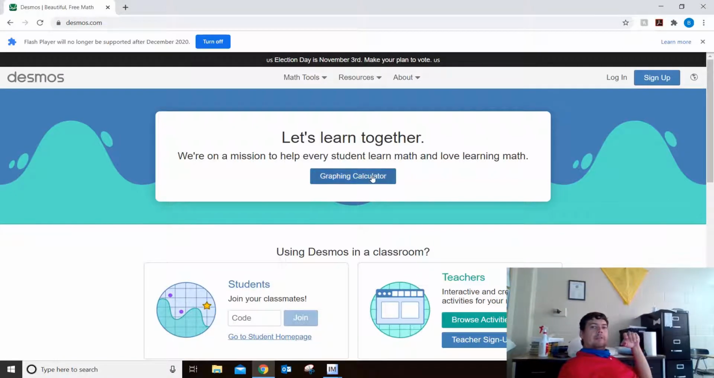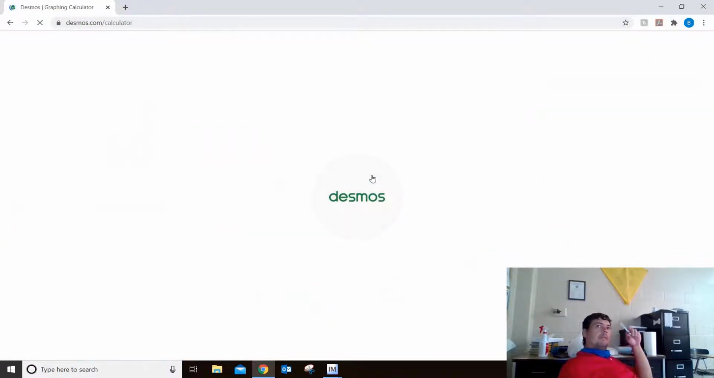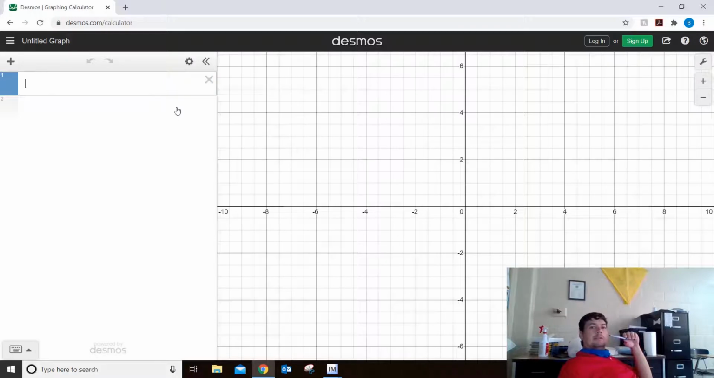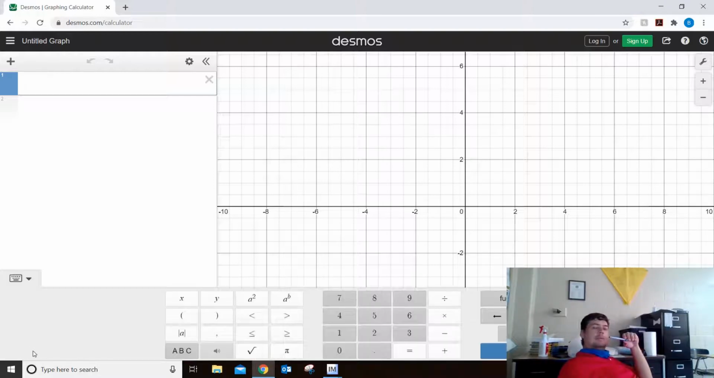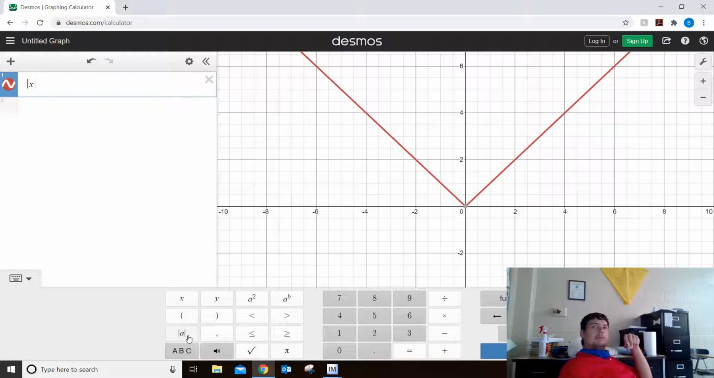And they have a nice graphing calculator there. And you can see your grid here, obviously. And here's where you type. I'm going to click over there. I guess you'll tap with your phone. And I can raise the keyboard up. This is absolute value of x. It's right there above ABC on a laptop. And there's the graph.